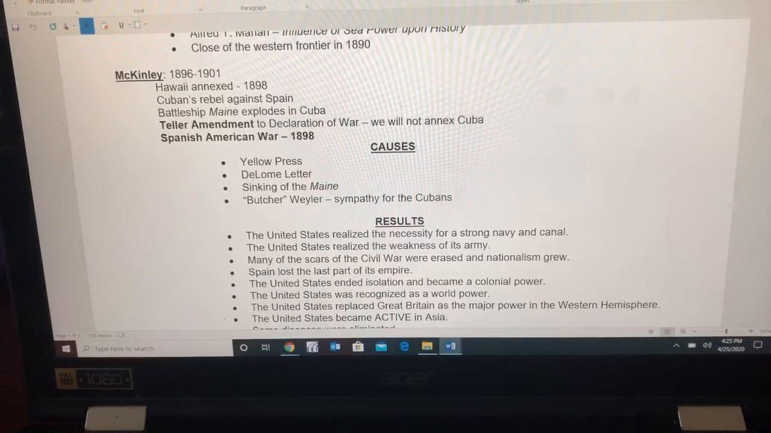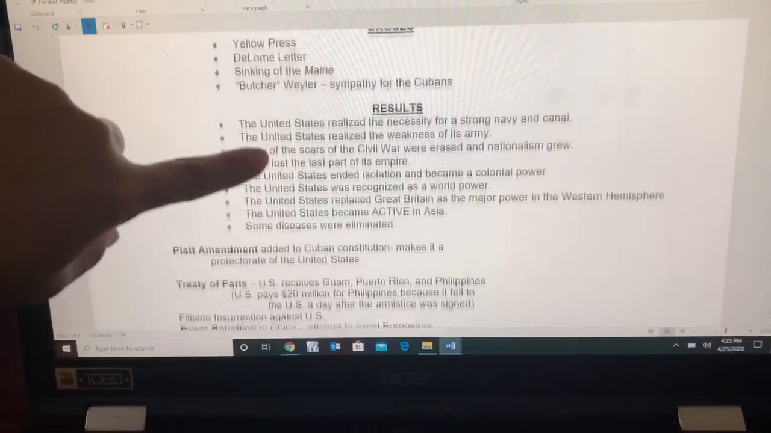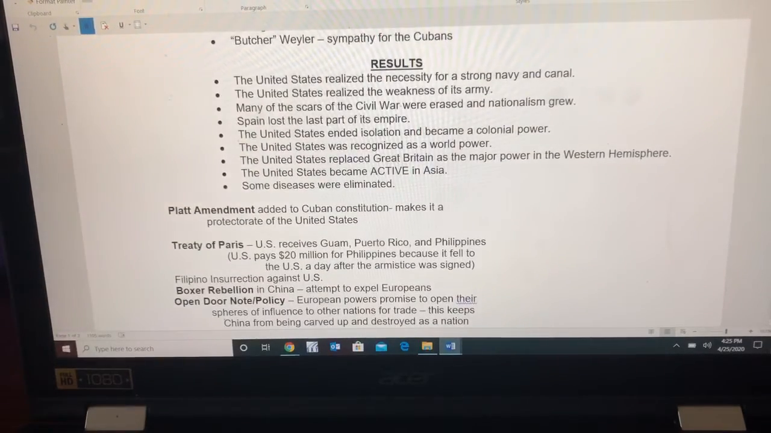We know a lot of what's pushing it is the yellow press. They get a hold of what's going on with the Maine. They also get a hold of the De Lôme letter calling McKinley a weak president. We talked about this, having the backbone of a jelly donut. We see the sinking of the Maine, and also the Butcher Weyler camps, where we see that the Cuban revolutionaries are being starved, and we looked at their corpses there.